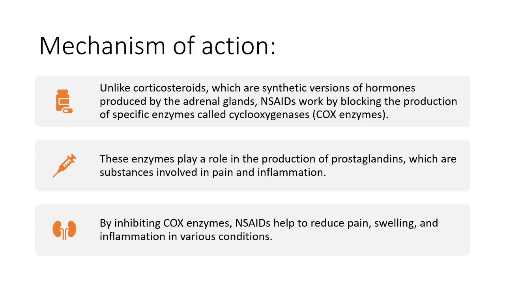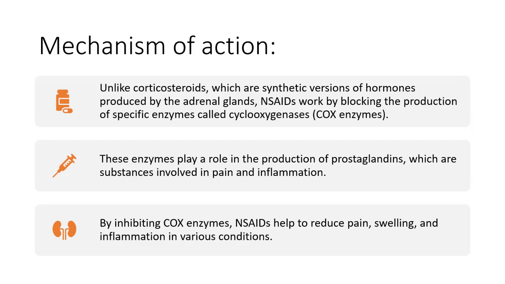There are two main types of COX enzymes. COX-1. This enzyme is involved in maintaining normal cellular functions, such as protecting the stomach lining and regulating blood flow to the kidneys. COX-2. This enzyme is primarily induced during inflammatory responses and is responsible for producing prostaglandins that cause pain and inflammation. Inhibition of COX enzymes by NSAIDs. By inhibiting COX enzymes, NSAIDs reduce the synthesis of prostaglandins. This leads to a decrease in pain, swelling, and inflammation.